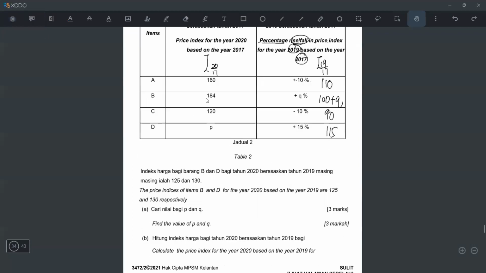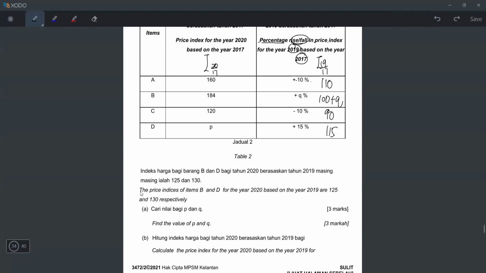Okay, let's go to A. Not yet. They still give you information here. The price indices for item B and D for what year? 2020 based on 2019. So you can open a new column. Okay, let's open it here. I call it I-20 over 19, for 2020 based on 2019. For B and D is 125 and 130.